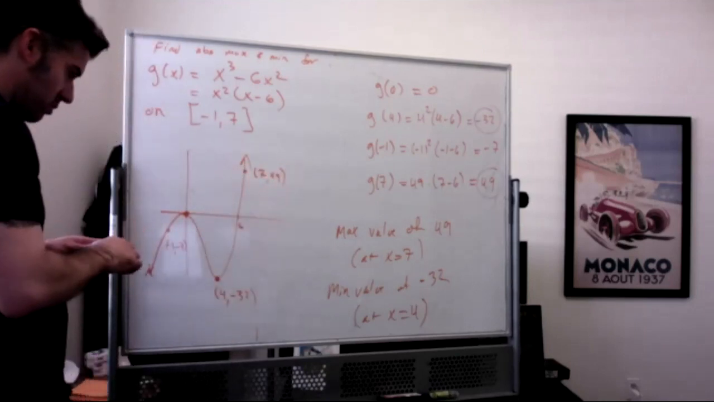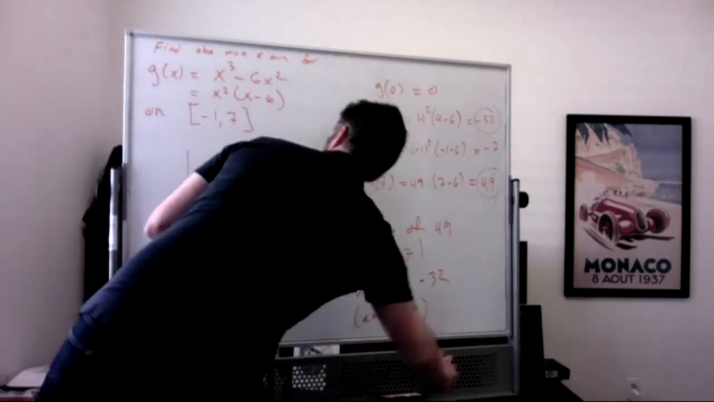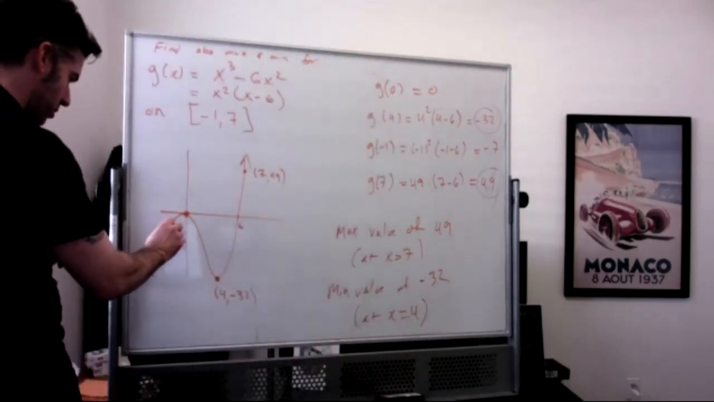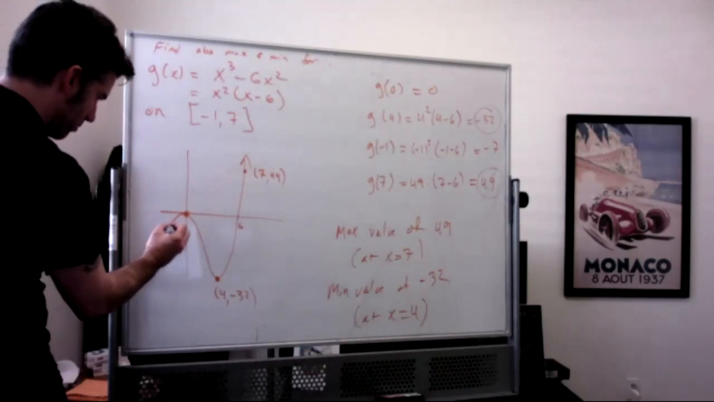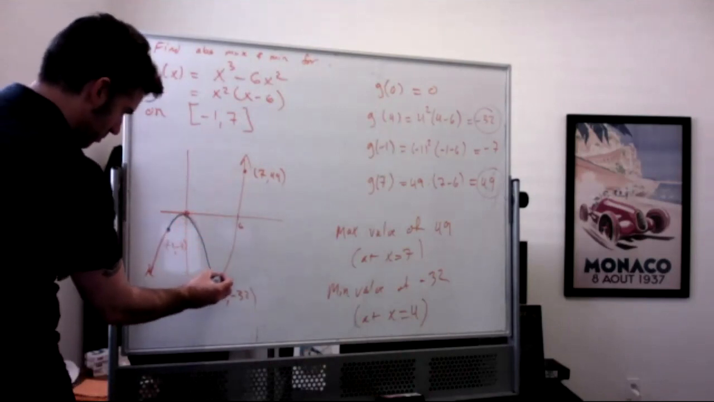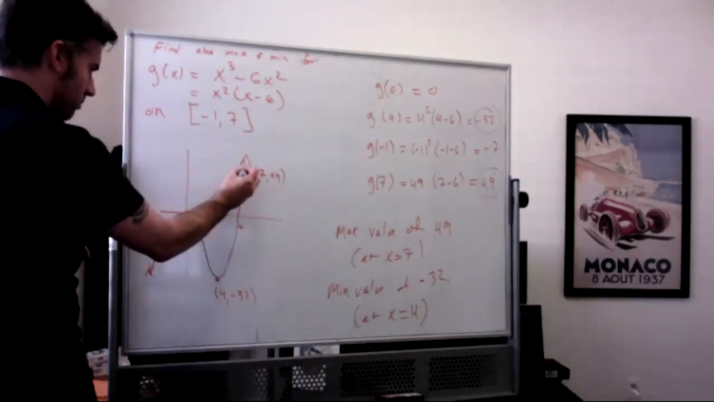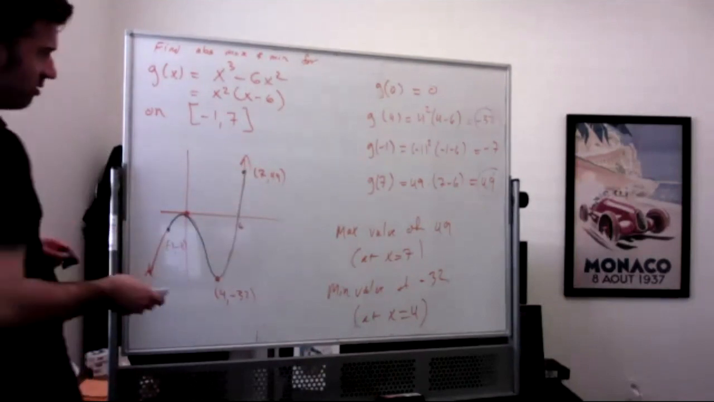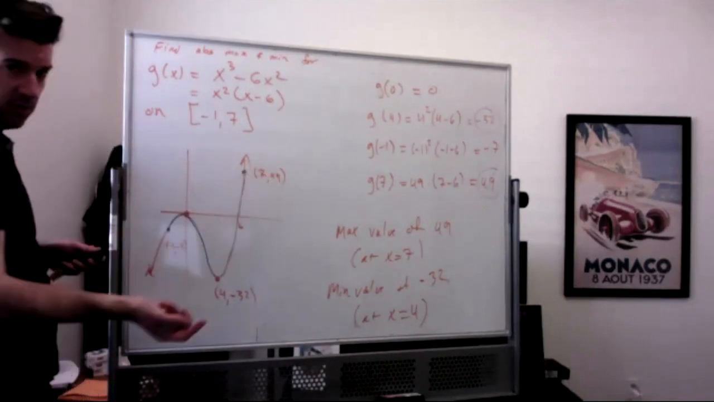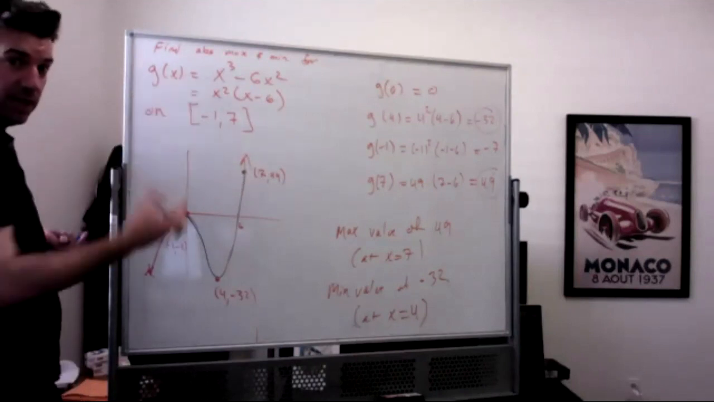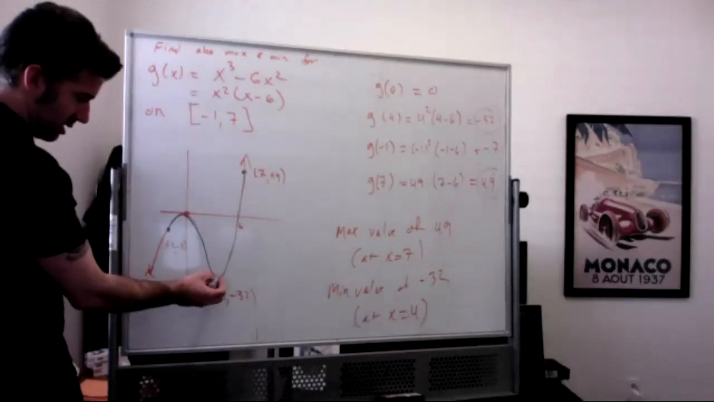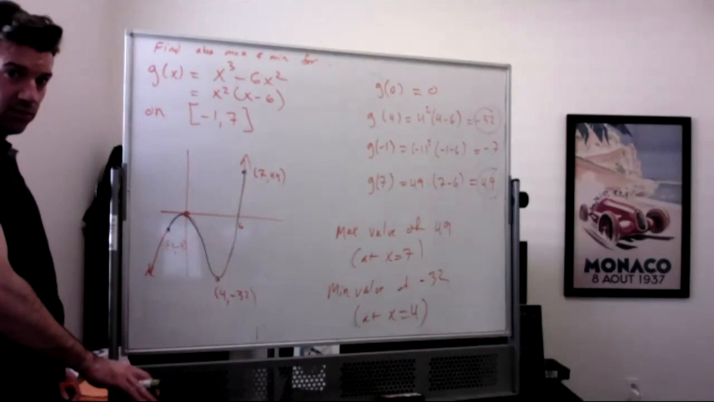So from here to here, we can see that, oh yeah, of course, this is the maximum, right? That point is higher up than any of the other points. And of course, this is the minimum. That point is lower than any of the other points.